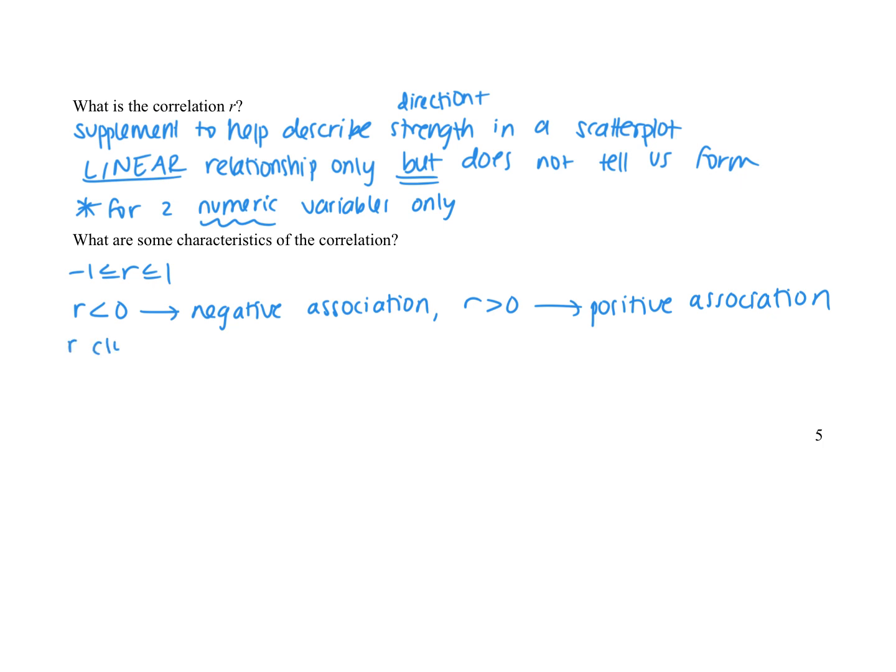An R value that is close to 0 tells us that there is a weak linear relationship. There could be a different type of relationship, though. And then if R is positive 1 or -1, that is a perfectly linear relationship.